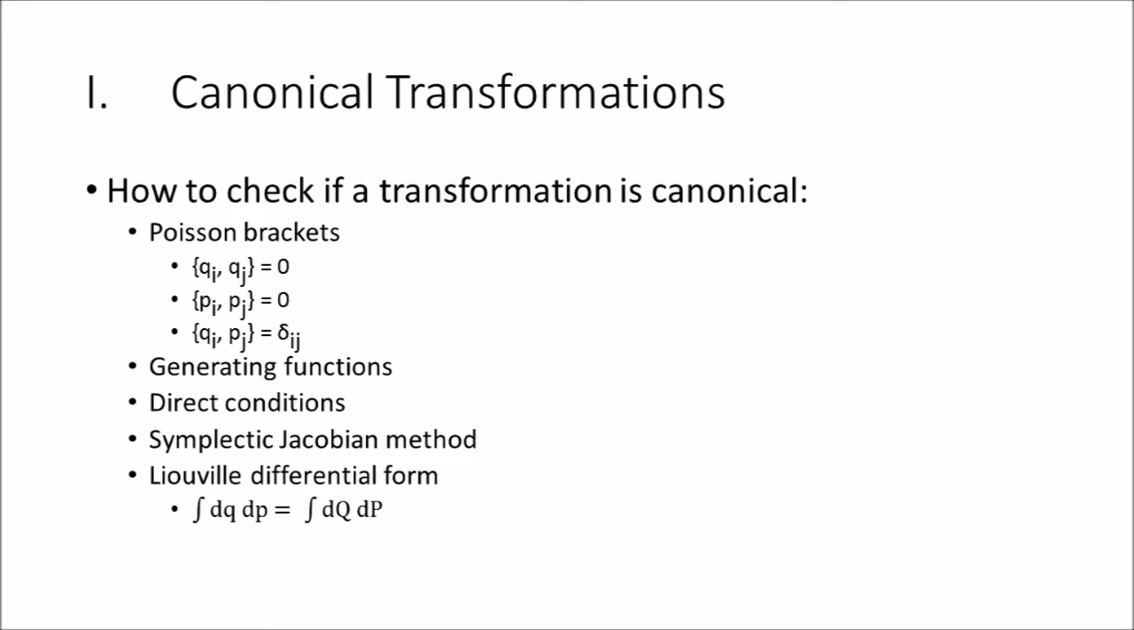But we've got a few ways to see if a transformation is canonical if we are preserving Hamilton's equations of motion. The first set that we looked at was Poisson brackets, and then a recent homework assignment of generating functions. I'm going to talk about direct conditions, which have to be met for a transformation to be canonical. We'll jump into the symplectic method, which is what this presentation is about. FYI, if you ever get a chance to read up on this, there's another way. It's called the Liouville differential form, and basically it's a fancy way of saying that phase space flows and the volumes and information are preserved.